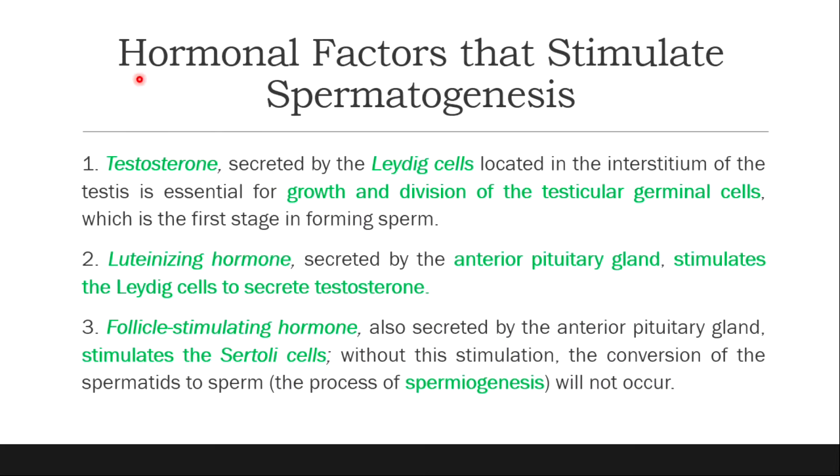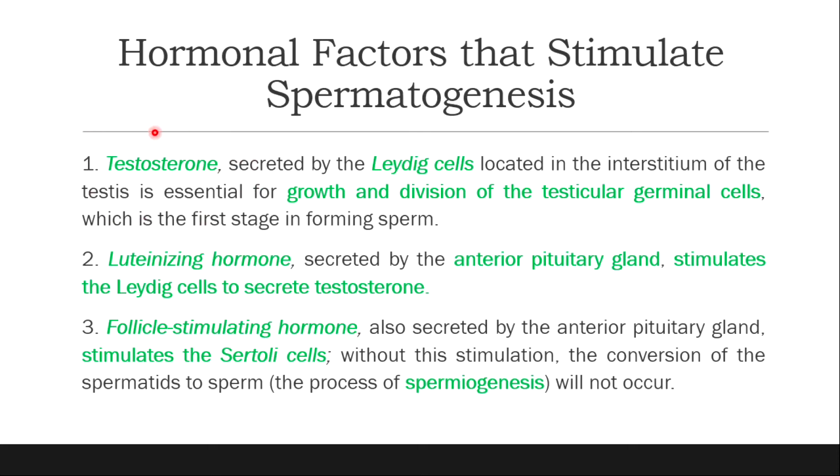Ayan. So, we have different hormonal factors that stimulate spermatogenesis. Yung una kasi is testosterone. So, it is secreted by the Leydig cells located in the interstitium of the testis that is essential for growth and division of testicular germinal cells, which is the first stage of forming sperms. Okay? So, ito kasi, di ba, pinakita ko sa inyo yung picture kanina, interstitial, di ba? It is on the sides of the seminiferous tubules, sa gilid siya. So, yung Leydig cell na yun, nagproduce ng testosterone.